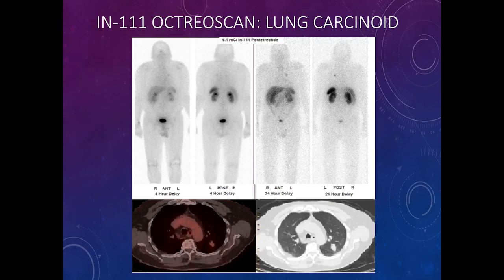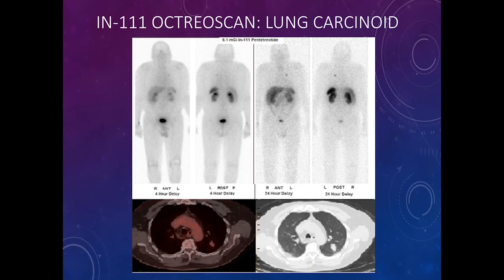And as I mentioned, with delayed images, there is washout of radiotracer from surrounding tissues, and conspicuity of the lesion itself increases. And it's clearly seen on this exam. At 24 hours, lung lesion uptake is much better seen compared to the 4-hour image.